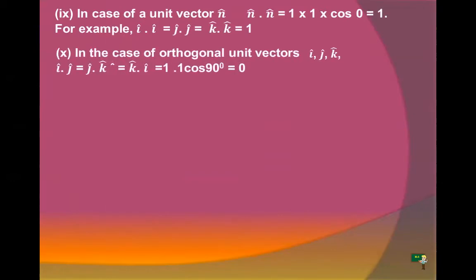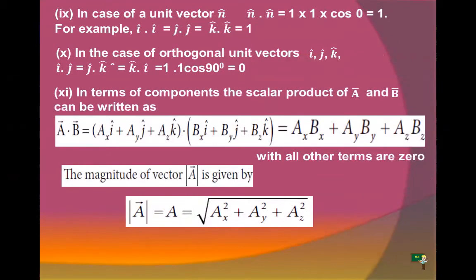In the 10th property, in the case of orthogonal unit vectors, remember, if they are orthogonal, they are at right angle to each other. i cap dot j cap is equal to j cap dot k cap, which is equal to k cap dot i cap. All are equal to 1 into 1 cos 90 degree, which you know cos 90 degree is equal to 0.